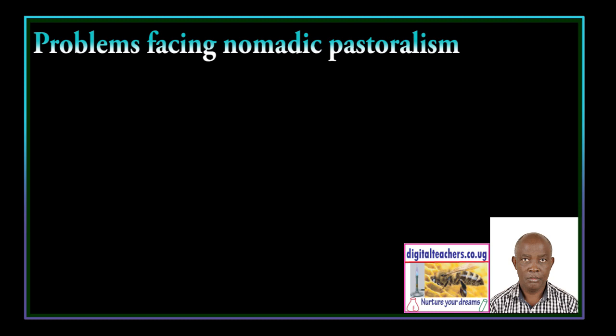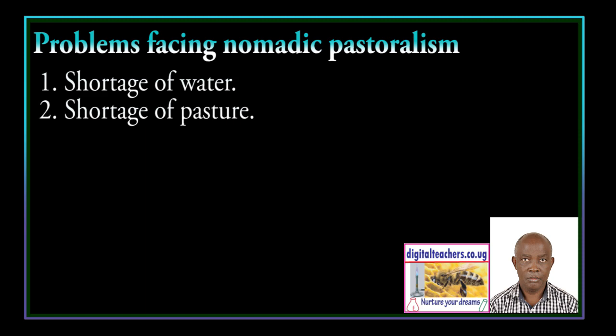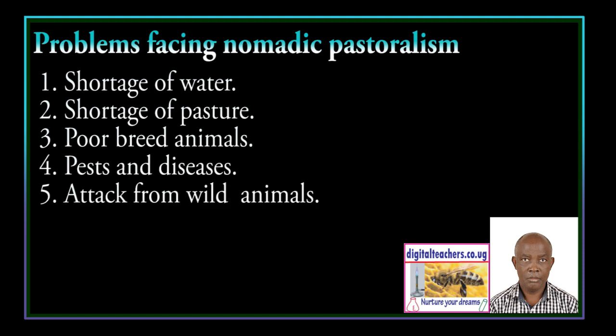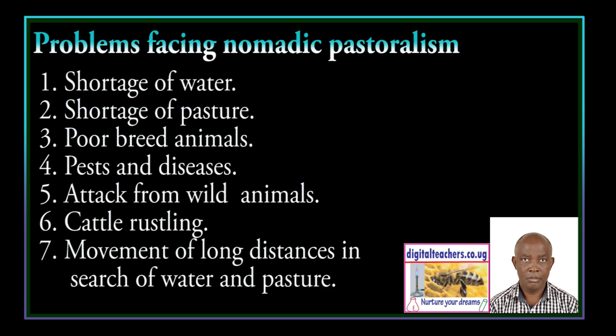Problems facing nomadic pastoralism: shortage of water, shortage of pasture, poor breed animals, pests and diseases, attack from wild animals, cattle rustling, movement of long distances in search of water and pasture.